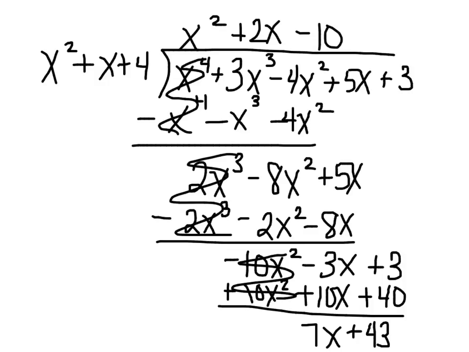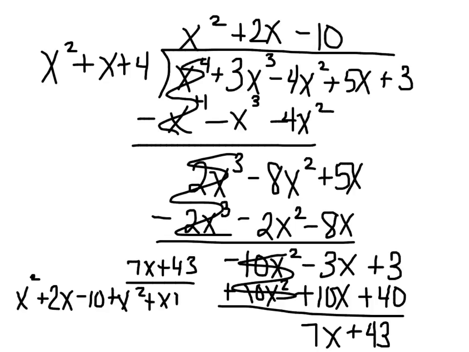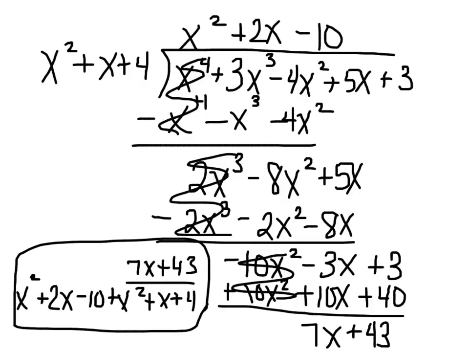Remainder. So the final answer is x squared plus 2x minus 10 plus 7x plus 43 all over x squared plus x plus 4. Long division. Long process.